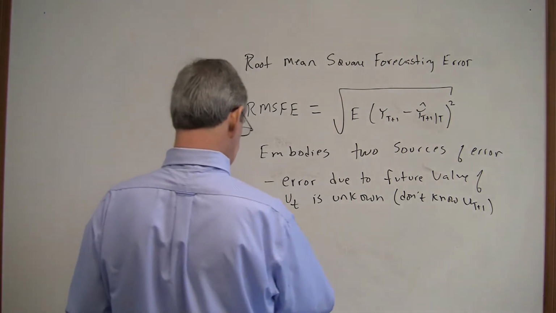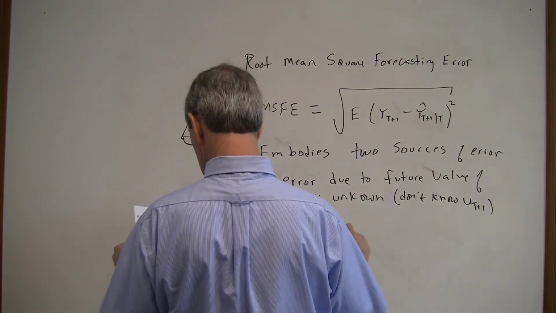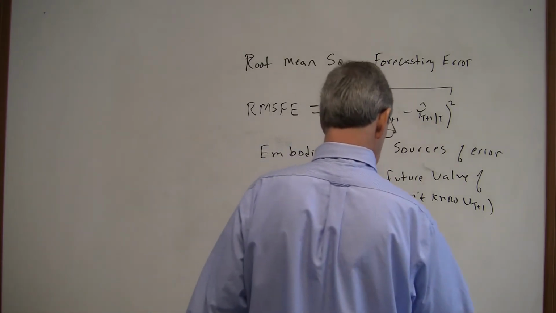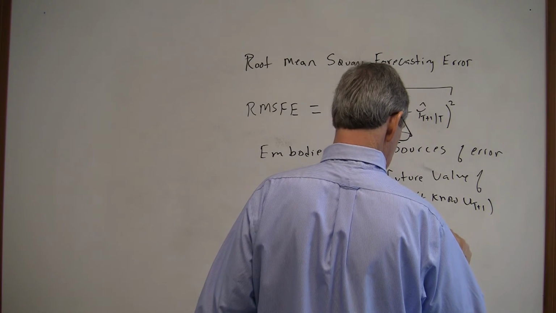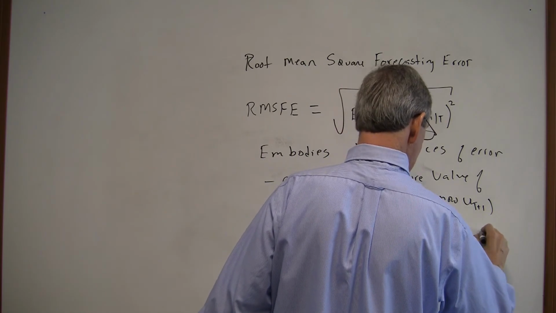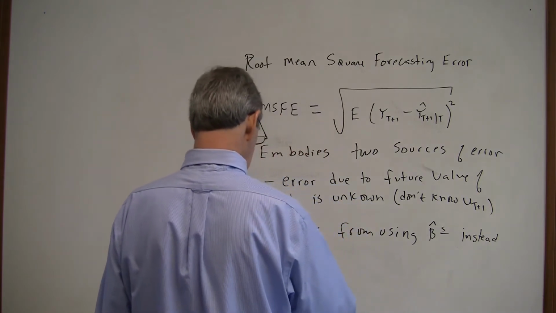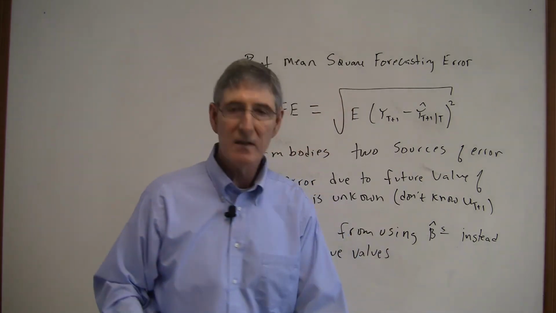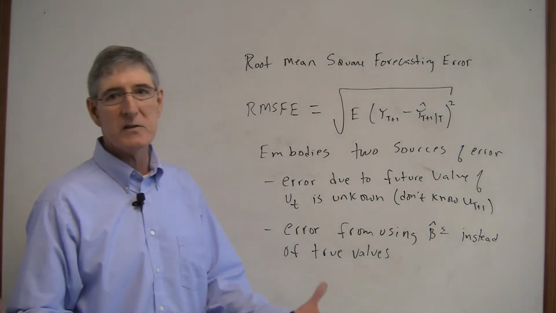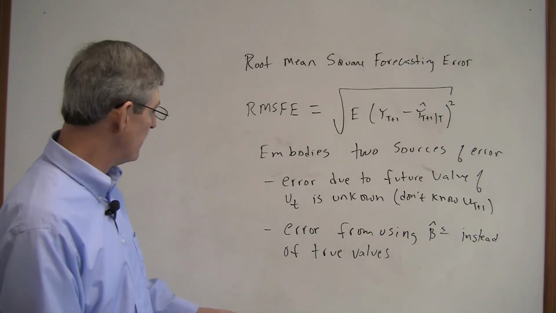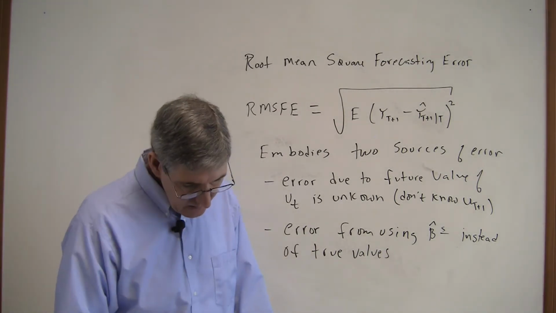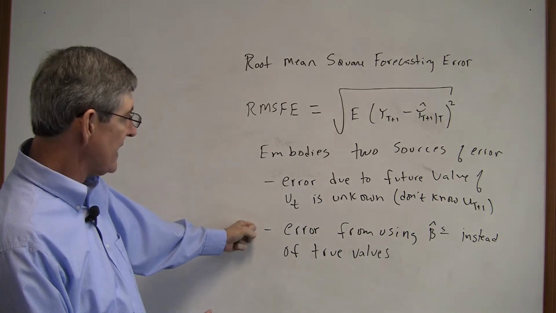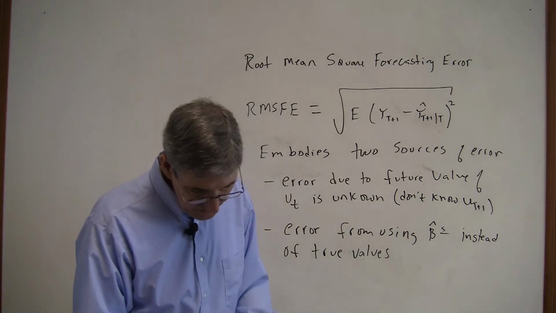So there's also an error from using estimates, beta hats, instead of the true values. If we knew the true values of the coefficients, our forecast would be more accurate. We're using estimates. That's going to throw us off a little bit. Now, this first source is generally much larger than the second.